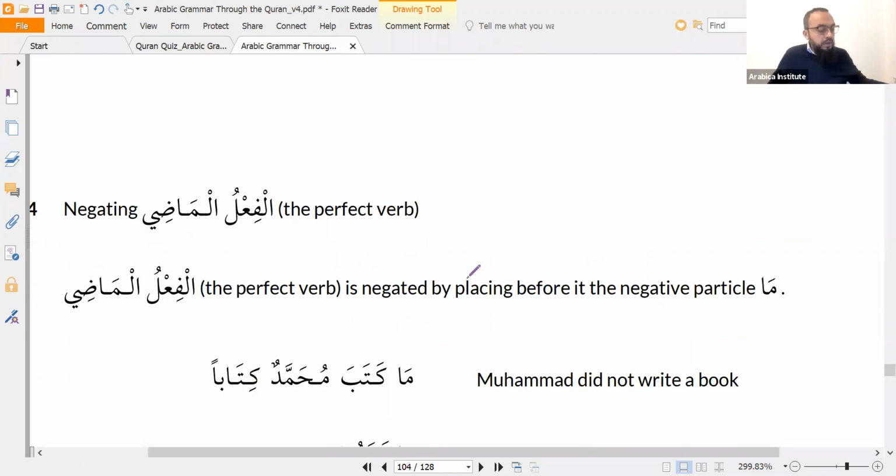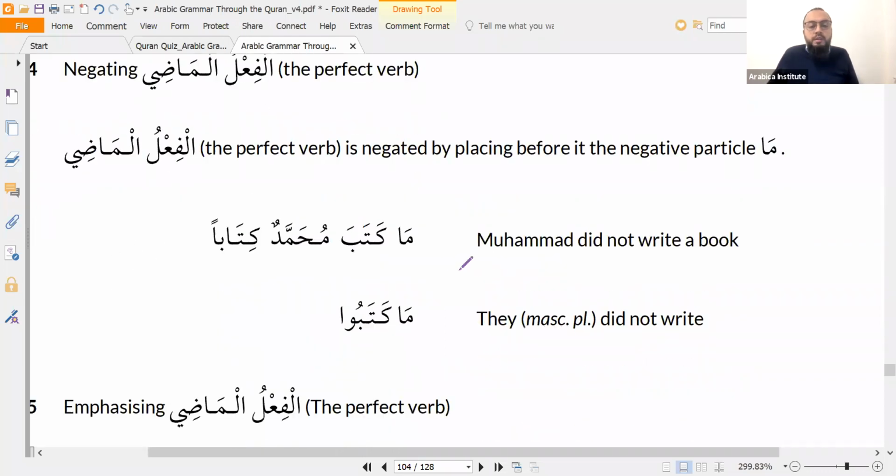Right, let's have a quick look at how we negate the fi'lun madin. It's negated usually with a ma. So you say ma kataba Muhammadun kitaban, or ma katabu. All right. We also learned that you can actually create the same meaning with lam, but with lam, do you use a perfect verb or an imperfect verb? Imperfect verb. Good. So you say lam yaktub, and you put a sukoon. This is called majzoom. So you say lam yaktub. That has the same meaning as ma kataba.